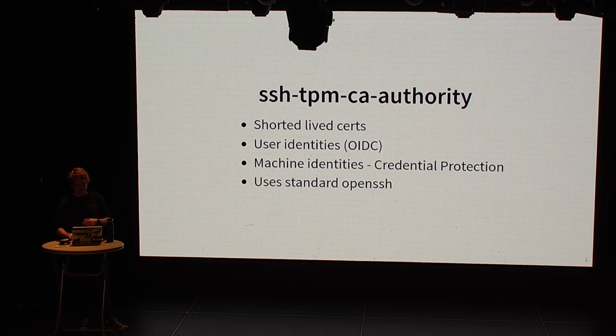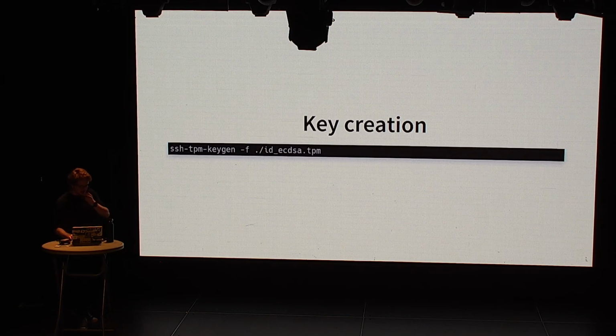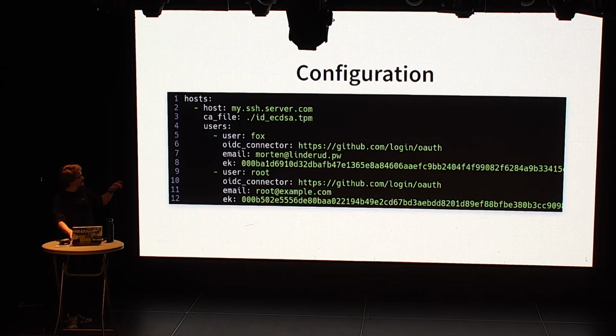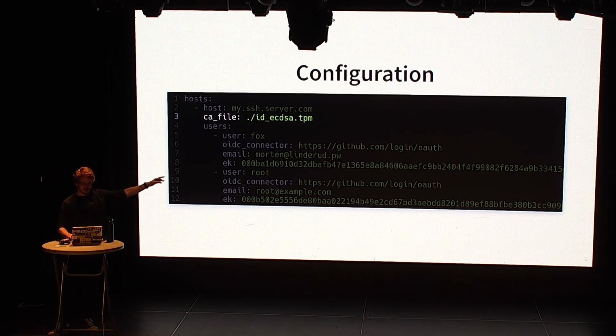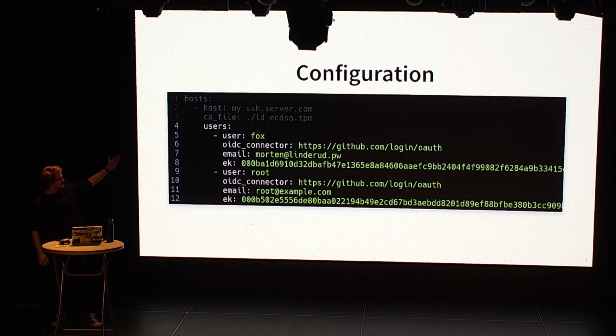And this is just a cool little hack. The way this works is that we make a key, which is supposed to be the CA key. We set up a configuration which says which SSH host we want. We give it a CA file that is supposed to sign the request we want. And then we just give it a list of users that have access to this server.